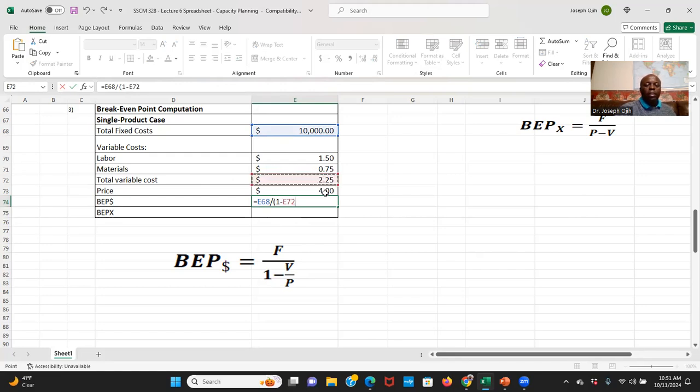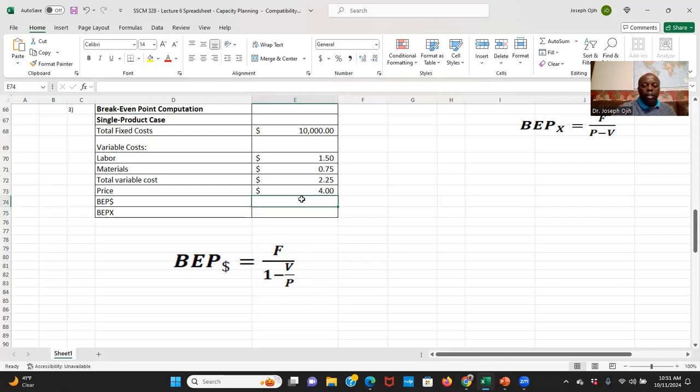But if we put it that way, it will not... let's start all over again. Oh, no need actually. If we put it that way, for this one, it will give us a wrong answer because of the order of operations. So let's put it the right way.